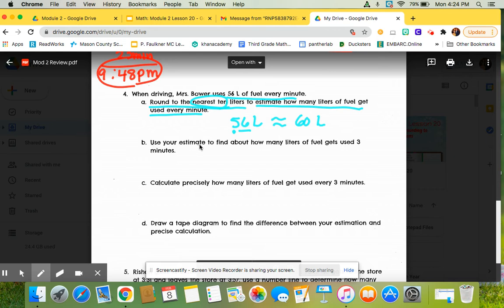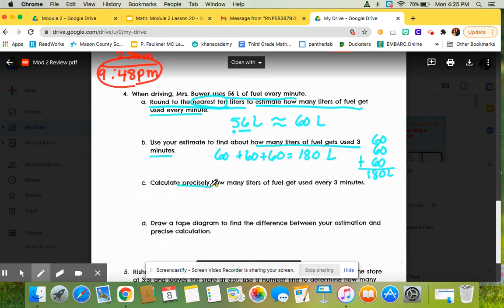Let's look at B. Use your estimate to find out about how many liters of fuel she gets in 3 minutes. So we are going to say 60 plus 60 plus 60. All right, we'll have 3 6s. And I have all zeros in the ones place, and 3 6s are 18. So it's 180 liters. You could have written that like this if you need to. That does not matter. You are going to find the answer the way that's best for you. All right? Either way, we get the right answer.